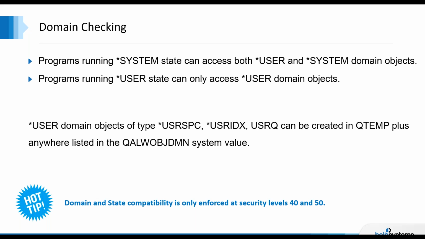User domain objects for user space, user index, and user queues can be created in QTemp, plus anywhere listed in another system value called QAllow object domain, which by default I believe is star all, meaning they can be created anywhere, but certainly something that you may want to consider changing once you get a little more advanced with security. Okay. Again, this domain and state compatibility is enforced only at security level 40 or 50, and so again, good reason that you want to be there to protect damage to your operating system.